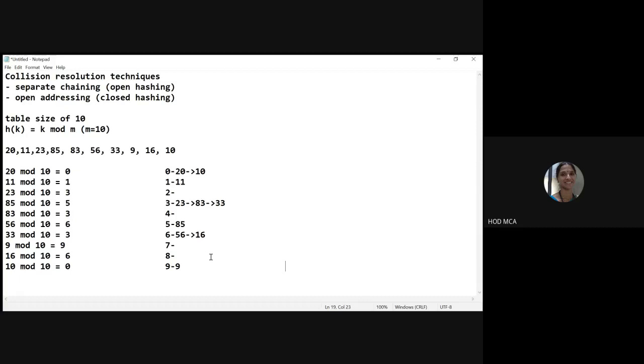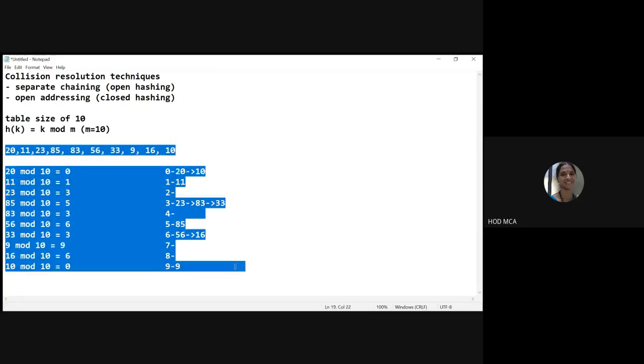Now, one more example I want to take. The last example we had taken only integers. Also in this second example we have taken only integers. Now, in collision resolution techniques, we need not always have only numbers. We can also have some characters, or some strings. So we will take one such example with strings or characters and see how we can still follow the separate chaining method.